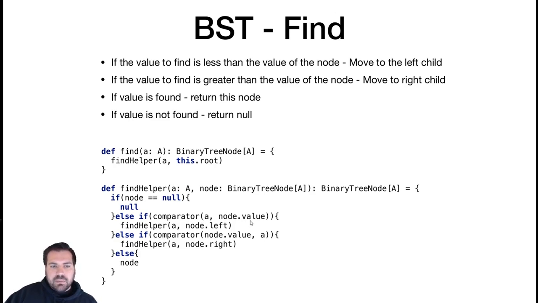If A doesn't come before value, and value doesn't come before A, and the node we're looking at is not null, that means we found what we're looking for. We found what we're looking for, so we can just return a reference to that node, because this is where we are. If both of these are false, then node.value and A are effectively equivalent.